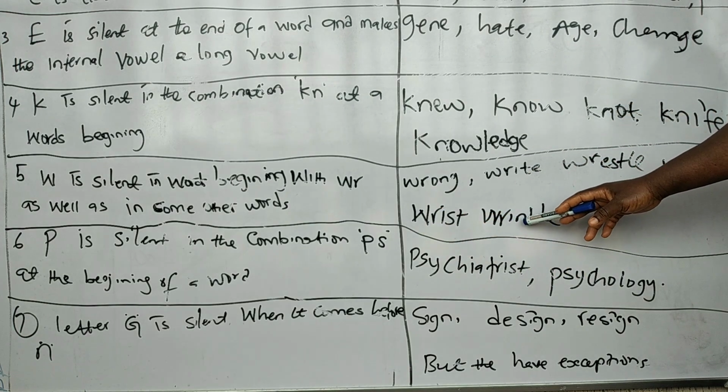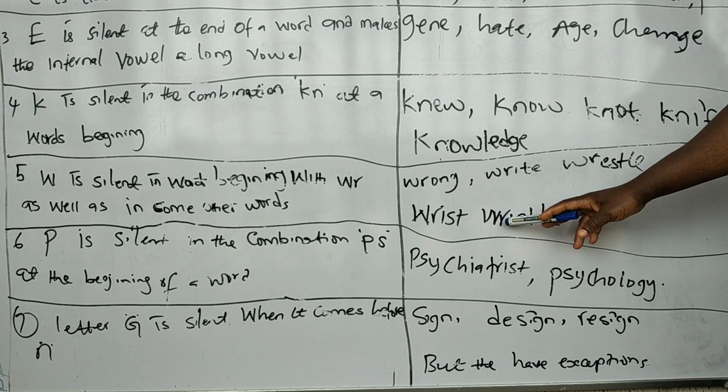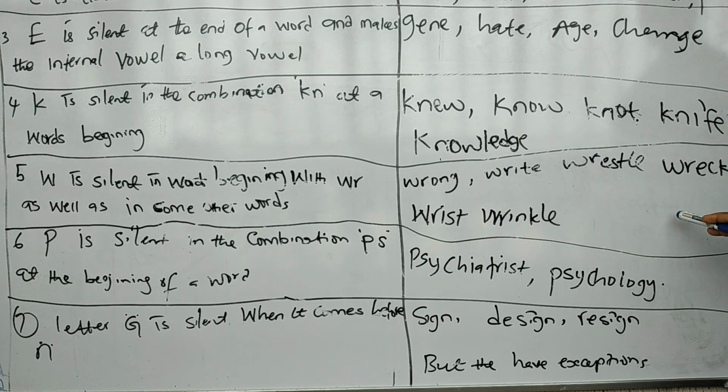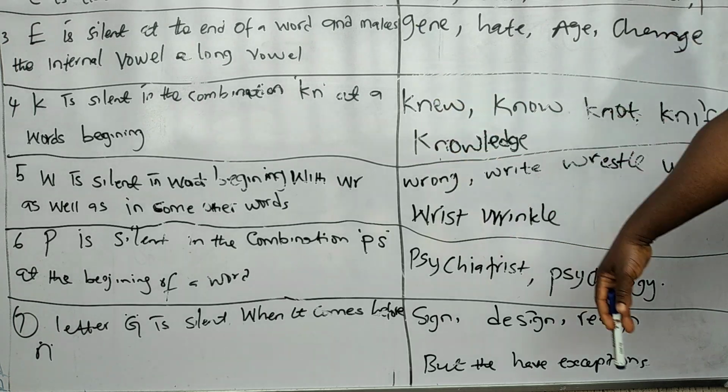We equally have wrinkles, wrinkle. So you can see that the W's here were actually not pronounced. They were kind of silent in this word. That is what rule number 5 is saying.